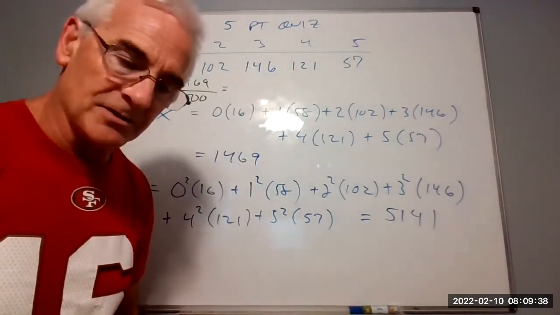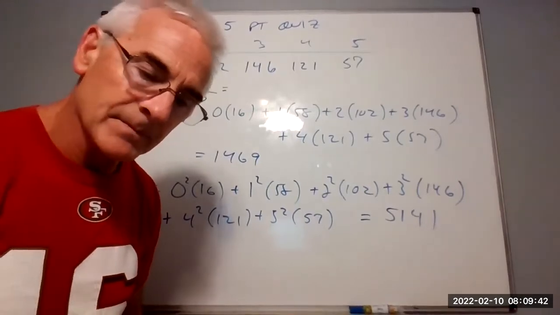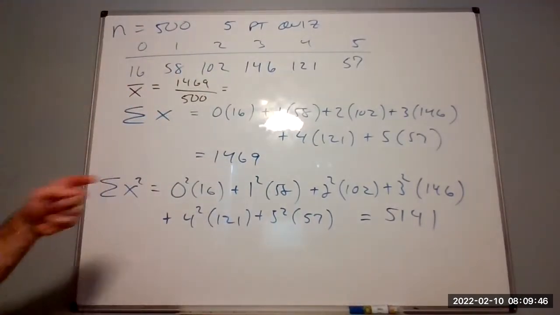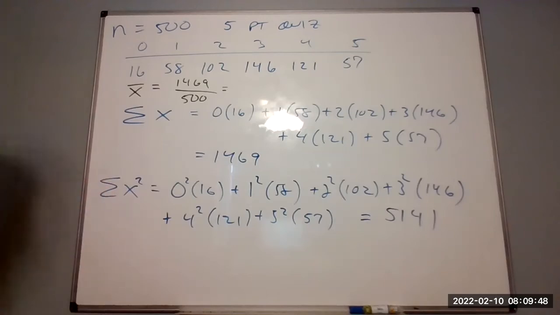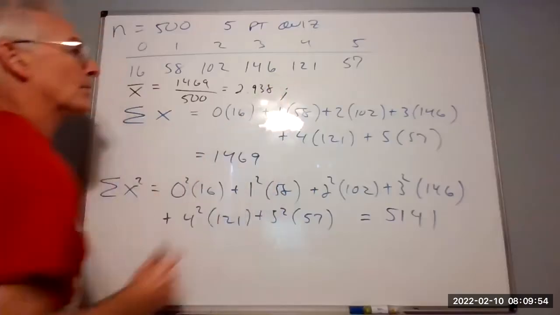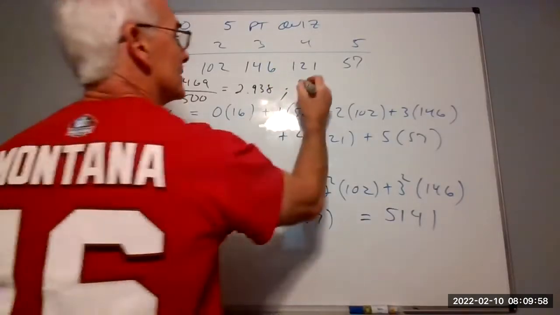So 1,469 divided by 500. Anybody? And there's no rounding here. I need the exact value here. 2.938. 2.938. Okay.